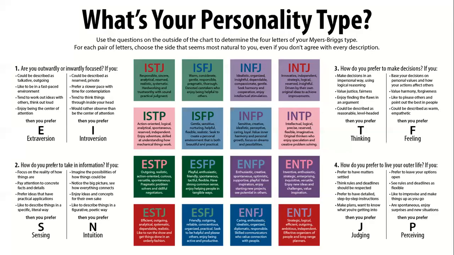So here's a summary. There are 4 categories in the Myers-Briggs assessment. 1, you are outwardly or inwardly focused. 2, you take in information either being sensing or intuitive. 3, you make decisions either by being thinking or feeling. And 4, you prefer to live your outer life in a way that is categorized as judging or one that is categorized as perceiving. Now let's take another look in more detail at what these mean, the summary.